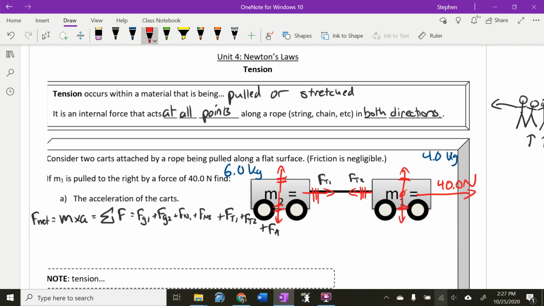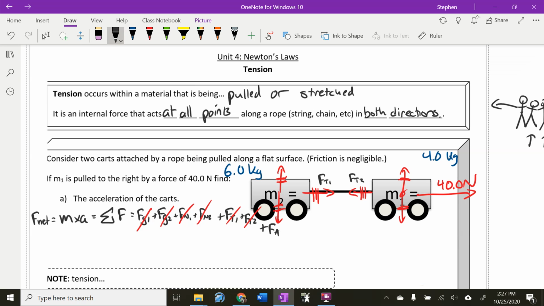Now let's take a look at which ones cancel out. Well, Fg1 and Fn1, those are both going to cancel out. Fg2 and Fn2, those are both going to cancel out. Ft1 and Ft2, those are both going to cancel out. Again, all of those pairs that I just mentioned are equal and opposite. So this makes our job a little bit easier.